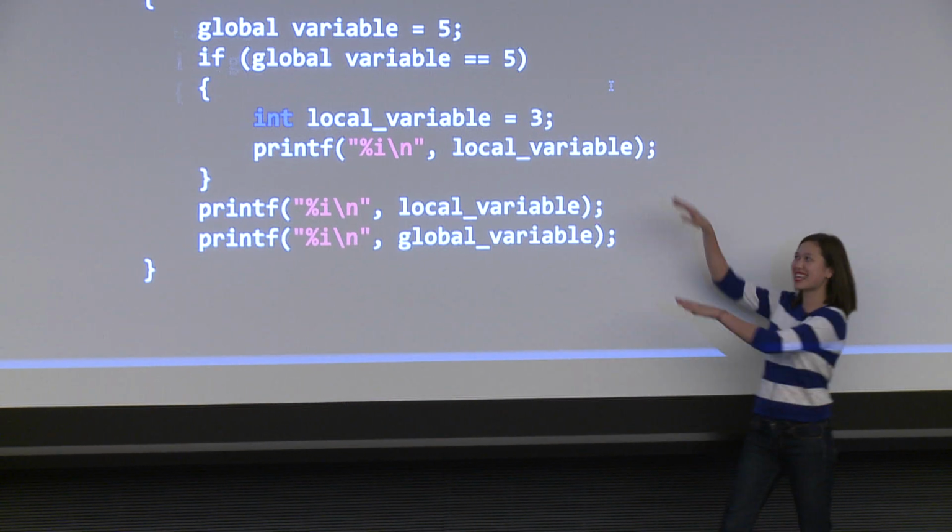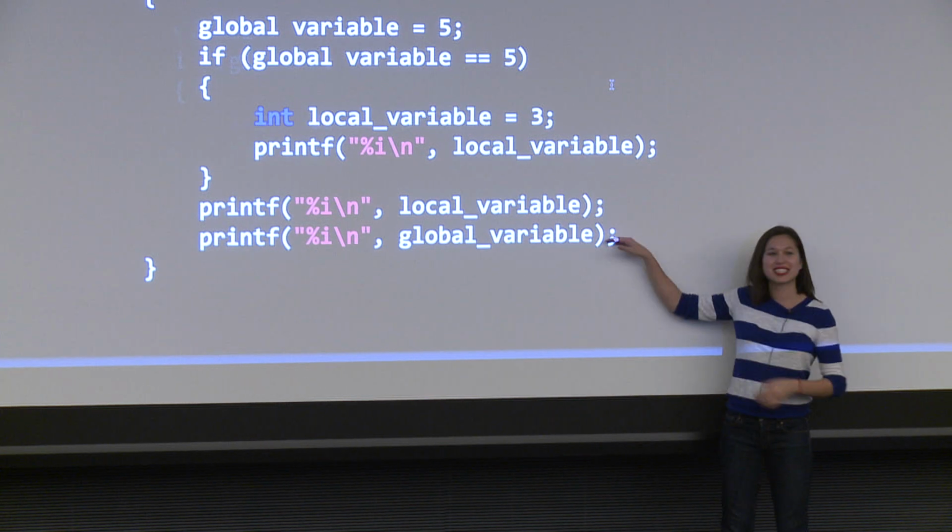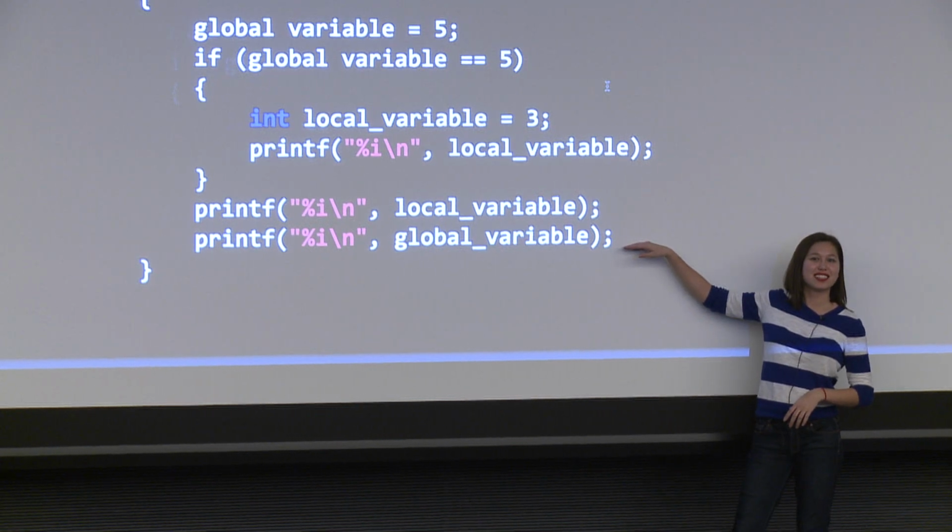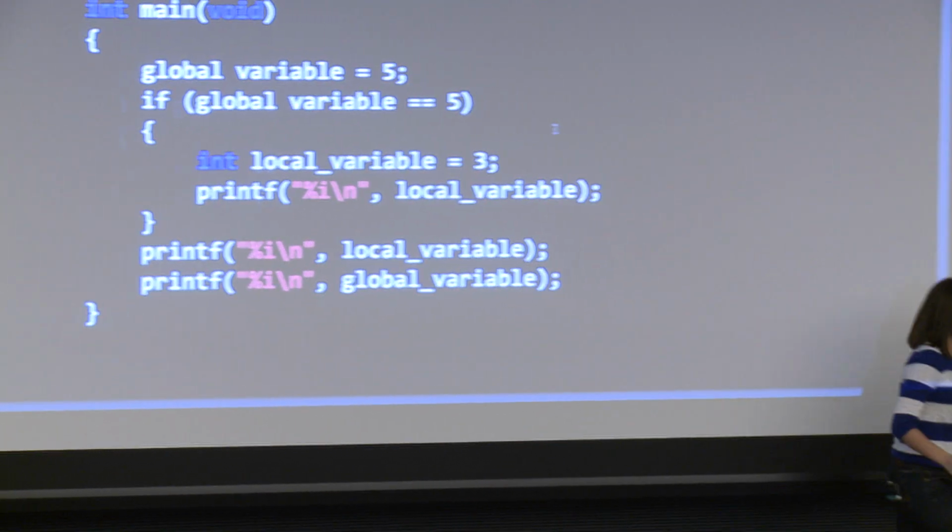So, assuming that that was global underscore variable, what's going to happen here? It'll work, so it'll print. So just a very simple example.